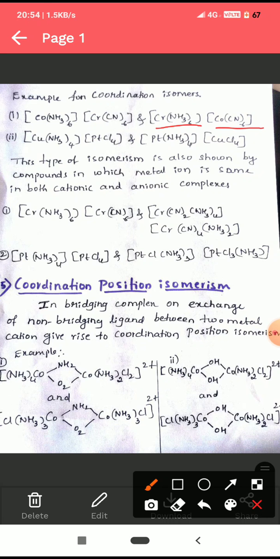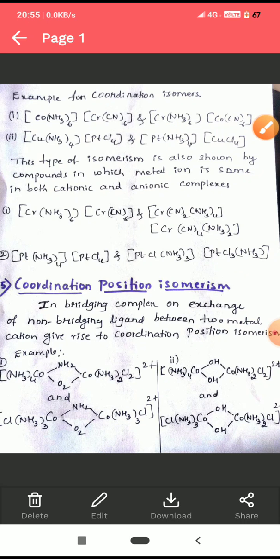What are coordination isomers, or what is coordination isomerism? This type of isomerism is possible when both the cation and anion are complex ions. In that case, there is exchange of ligands between the cationic complex and the anionic complex. Such types of isomers are called coordination isomers. This type of isomerism is also seen in molecules when the metal ions are the same, when the metal ions are the same in the cationic and anionic complex.